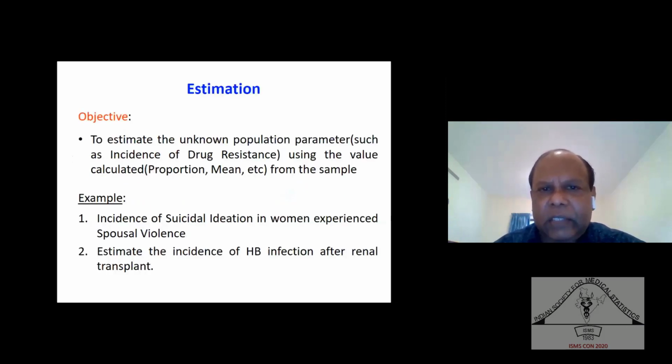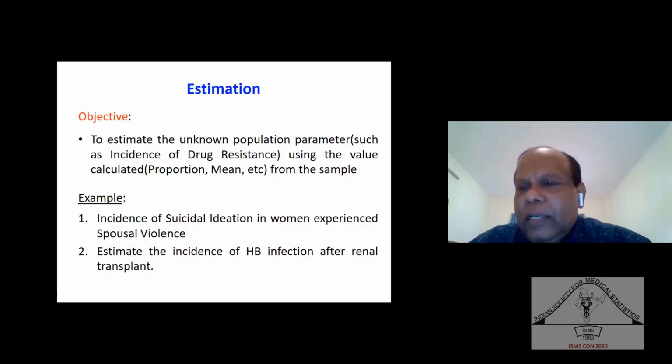So when I say estimation, broadly, estimation is an important concept. You want to know what the incidence of drug resistance in a study is. Is it 5%, 10%, or 15%? When you provide a statistic, you want to provide a variability around that statistic. That is called a 95% confidence interval. That is all you do. This is your main goal.